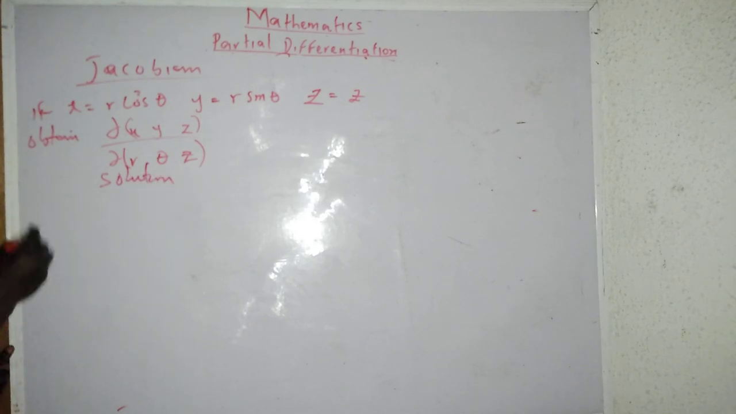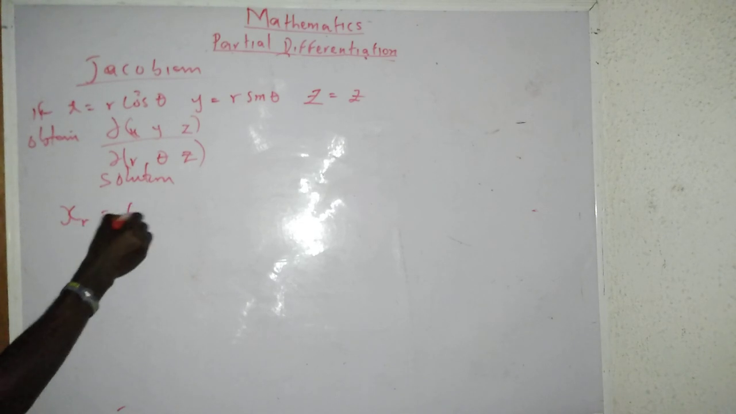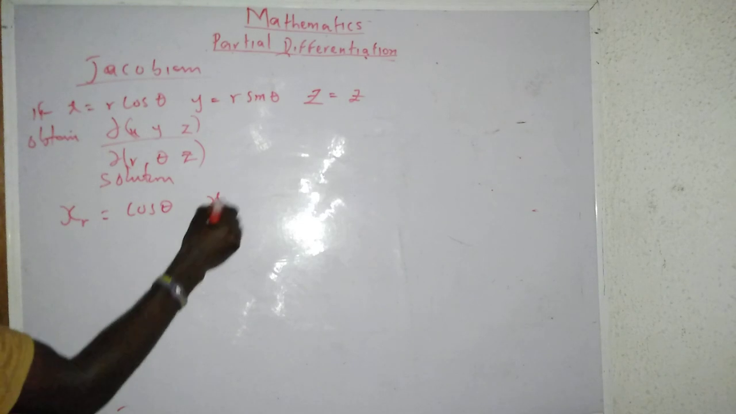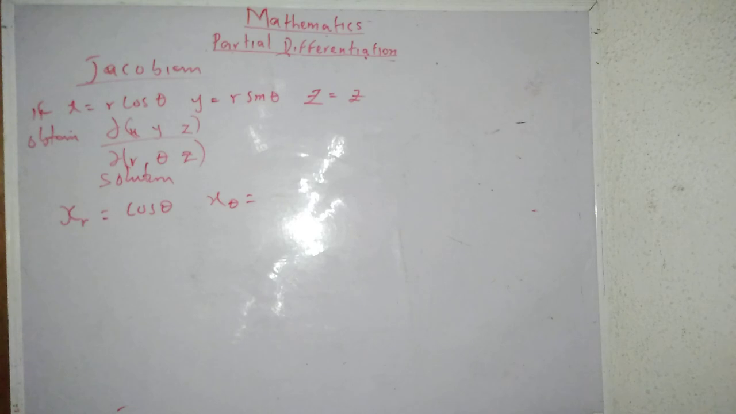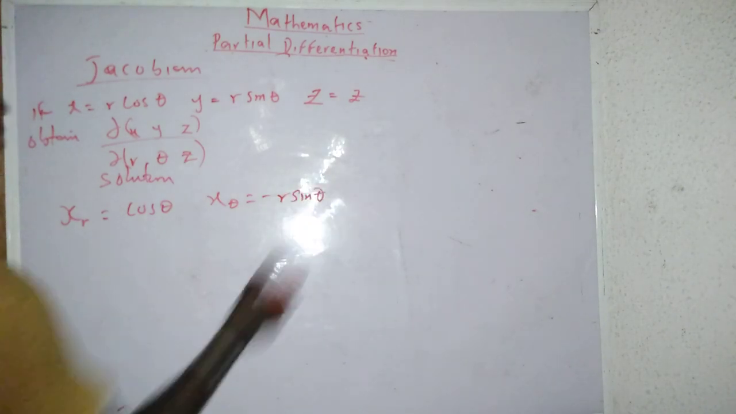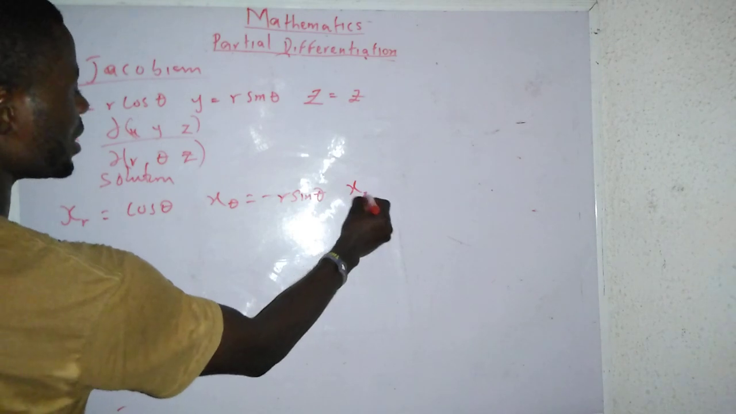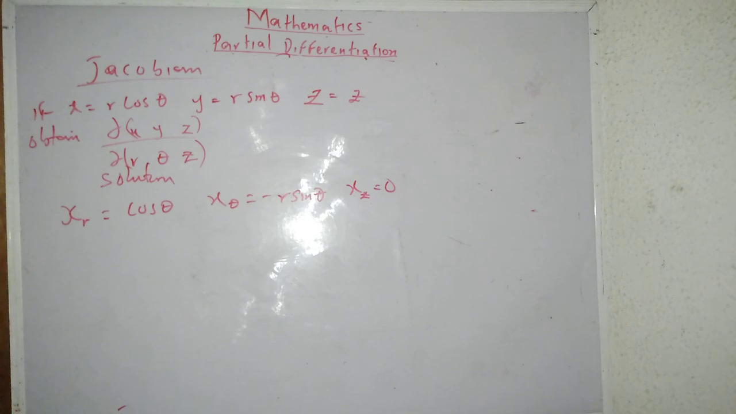What I will do is this: x of r will be equal to cos theta. x of theta, if I differentiate cos, I will have minus sine, so minus r sine theta. And x of z will be equal to zero, because there is no z in this particular expression. Now, I'll move on to the next one.